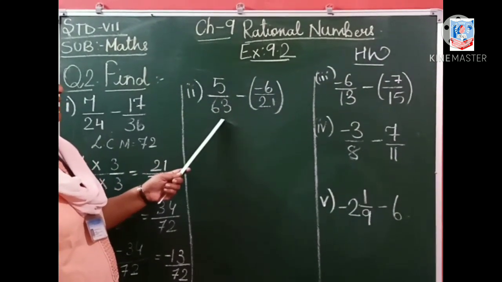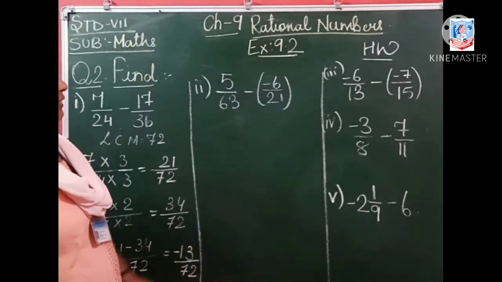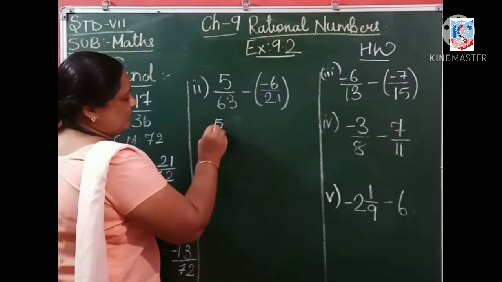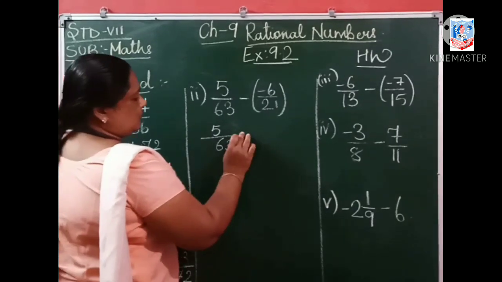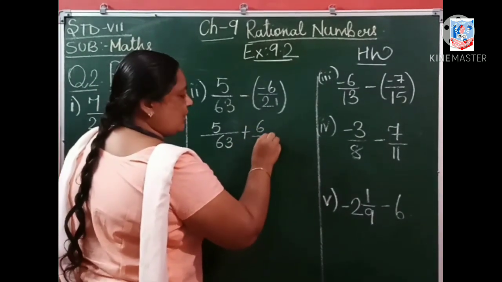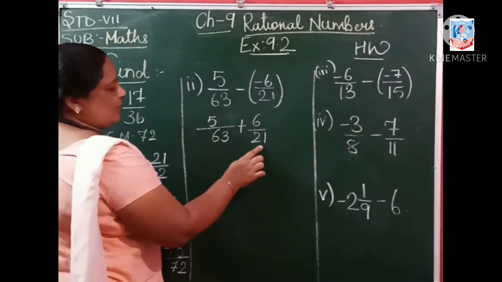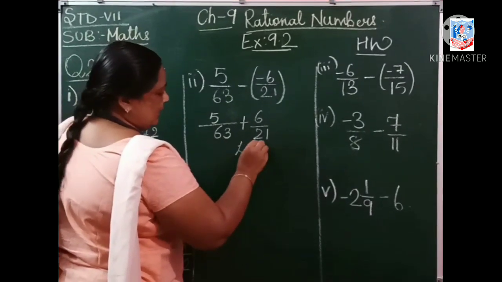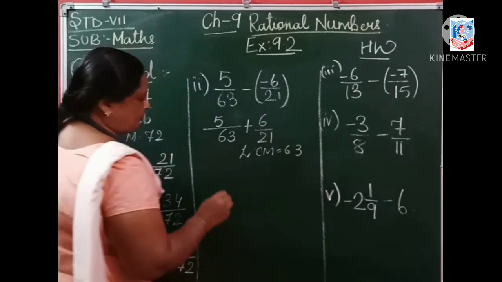Now here, sum number 2. 5 by 63 minus 6 by 21. So first minus into minus is plus. So let us write first this way. Plus 6 by 21. Now again denominators are different. You have to find the LCM. LCM will come 63. LCM is equal to 63.